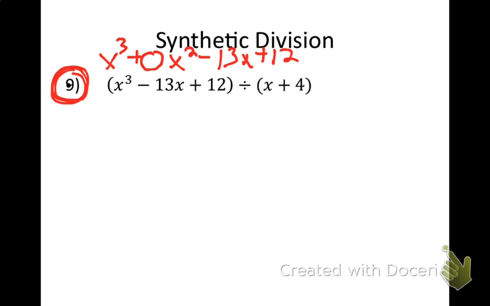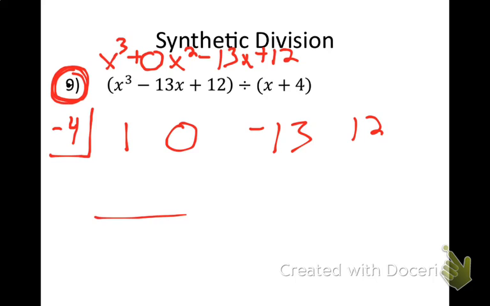Yes, sir? Why can't it be like the imaginary one from the... Because then it does exist there. 0 means I can take it out. Oh, okay. Good question. So I would put in my box here, if I were to go synthetic, negative 4. I would have 1, 0, negative 13, and 12. Those would be the coefficients for synthetic. If you did long division, you just do the same thing, just put 0x squared in there.